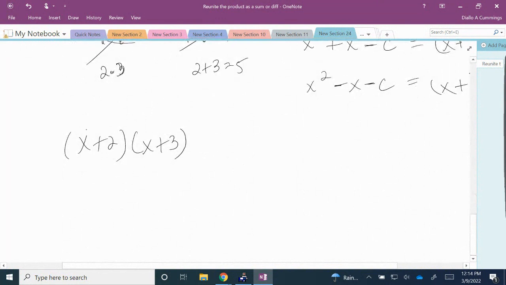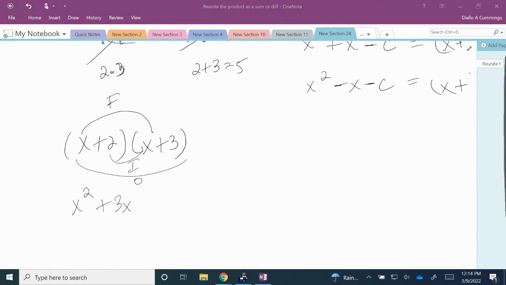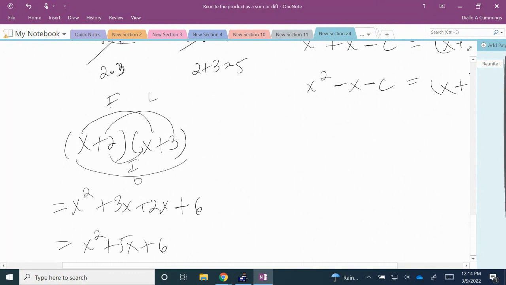All right, so I'm going to FOIL that out. I multiply my first terms, x times x is x squared. I can multiply my outermost terms, 3 times x is 3x. I can multiply my innermost terms, 2 times x is 2x. And I can multiply my last terms, a positive times a positive is a positive, 2 times 3 is 6. And if I combine like terms, I have x squared plus 5x plus 6.